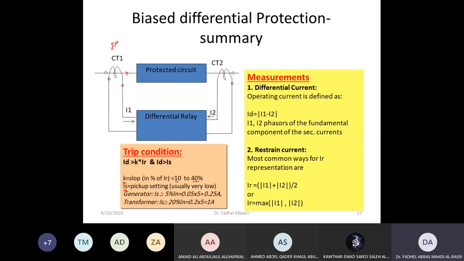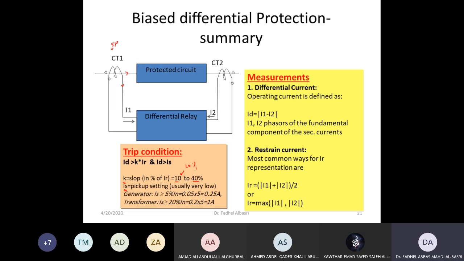If one CT gives you an error of plus 5% and another gives you minus 5%, you already have 10% error due to just the CTs. So the slope is not less than 10% because of the CT errors at least. So you go to 20% minimum, roughly, in practice.